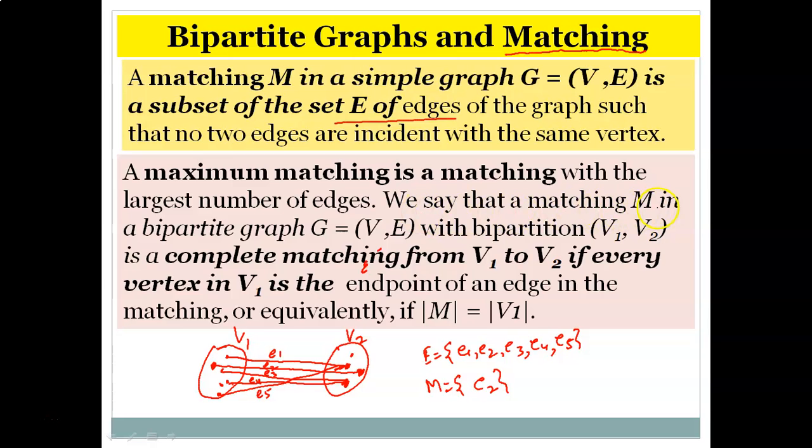We say that a matching M in a bipartite graph G with bipartition V1, V2 is a complete matching from V1 to V2 if every vertex in V1 is the endpoint of an edge in the matching, or equivalently if the number of edges in M is equal to the number of vertices in V1. Then we say that such a matching is a maximum matching.